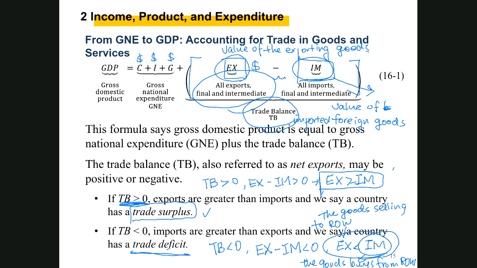So this is the most important thing, right? In this equation, GDP is equal to GNE plus the trade balance. What's GNE? GNE is the sum of consumption, investment, and government spending. Plus the trade balance, which is equal to the value of the exported goods minus the value of the imported goods.